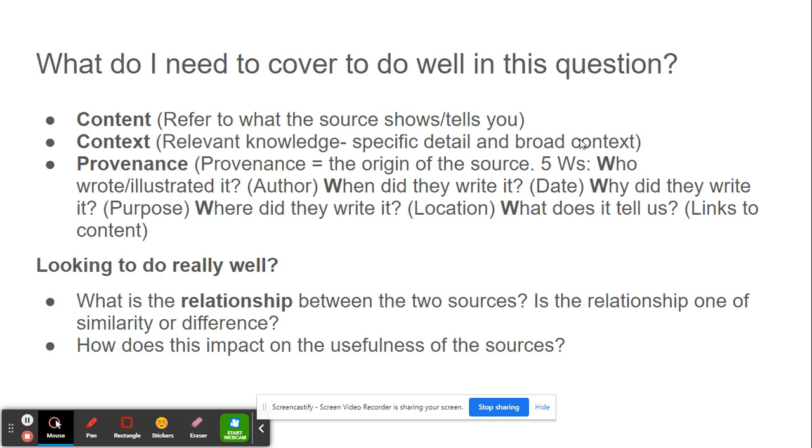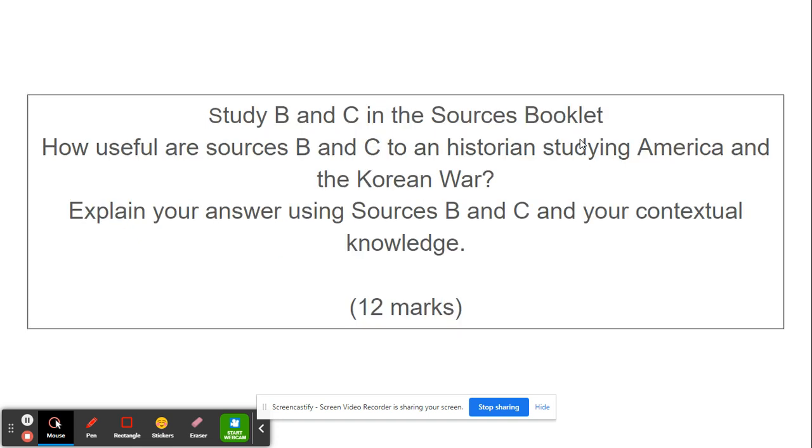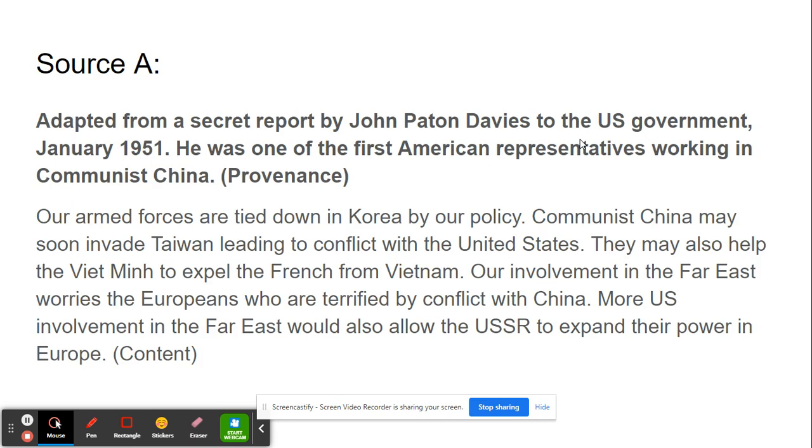Equally, if you're looking to do really well, what is the relationship between the two sources? So, in other words, is the relationship one of similarity or difference? If you group them together, do they tell the whole picture, for example? And again, how does this impact on the usefulness of the sources? I'm just going to go through the next couple of slides fairly quickly, and you can look at them in your own time. Maybe pause the Screencastify.